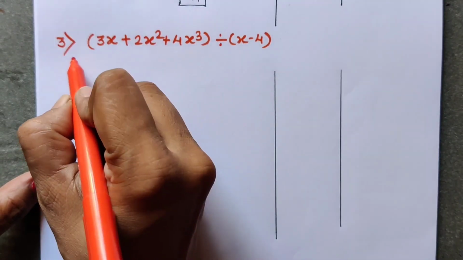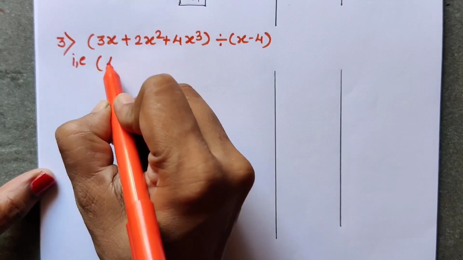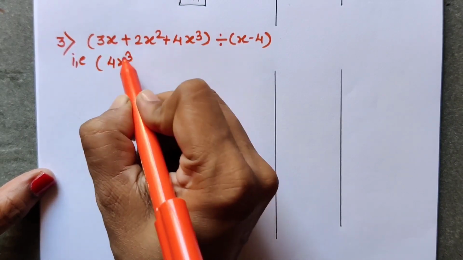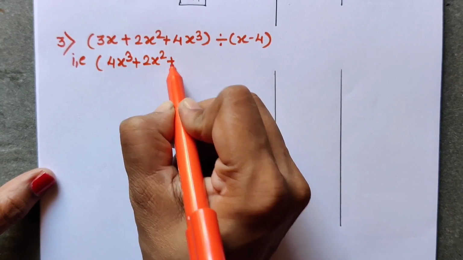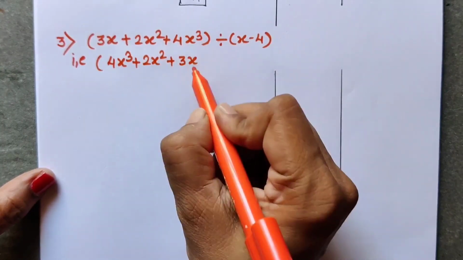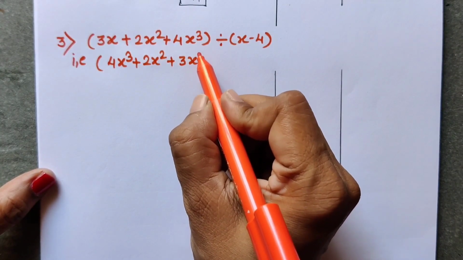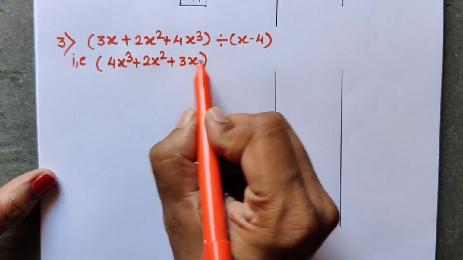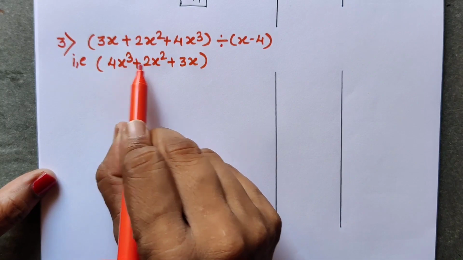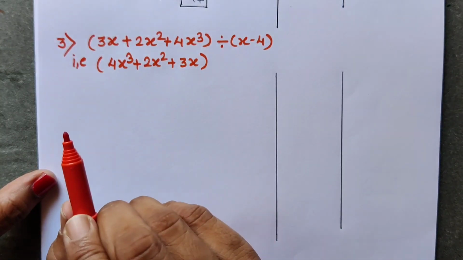So here the 4x cube term should be the first term. So we write here 4x cube. Now after cube what should be there? Square term, 2x square, and after that the last term should be 3x raised to 1. Nothing is there means 1. So 3, 2, 1. Now it is in the decreasing order. Always see that the index should be in the decreasing order of the terms.